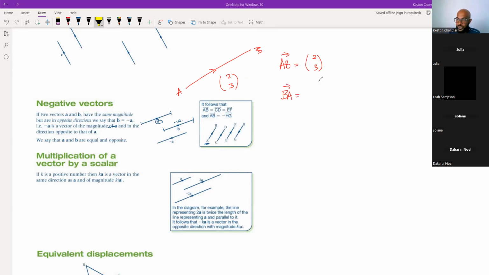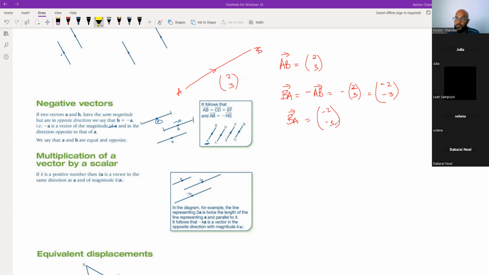If I want to write the vector BA instead, then when I change the direction, I am actually just going in the opposite direction, so it becomes negative AB. And negative AB means that I'll just be multiplying everything in the bracket by the negative sign. So it becomes negative 2, negative 3. So essentially, BA, which is the opposite of AB, is negative 2, negative 3.